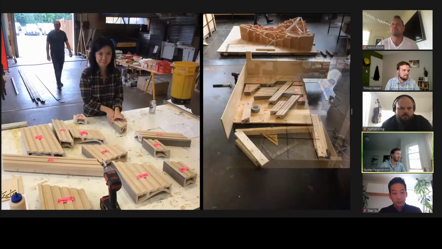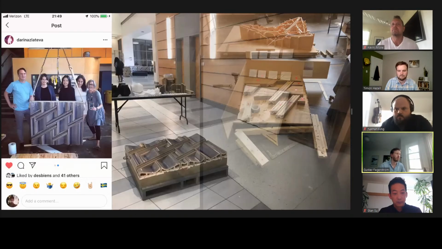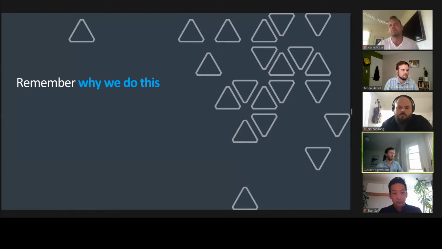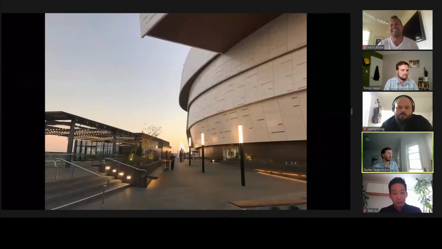Set out the parameters for casting that into a precast backing, and in a future iteration of this, and with Kevin's help, we're going to do it in GFRC. It's been decided. And finally, remember why we do this.